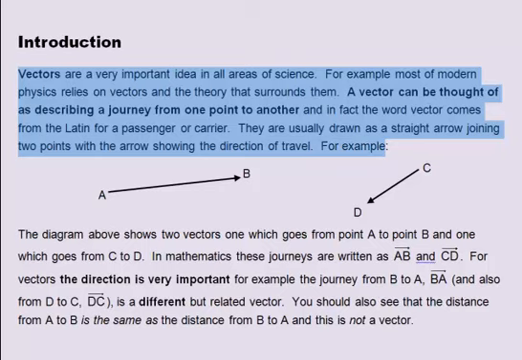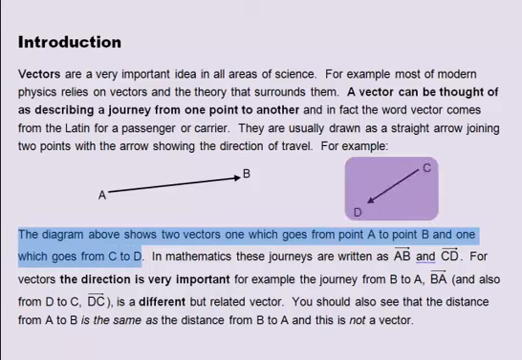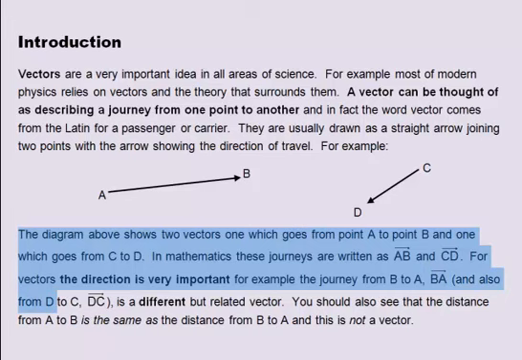For example, the diagram shows two vectors, one which goes from point A to point B, and one which goes from C to D. In mathematics, these journeys are written as AB and CD. For vectors, the direction is very important. For example, the journey from B to A, written BA, and also the journey from D to C, written DC, is a different but related vector.